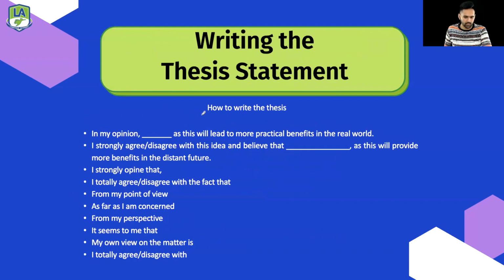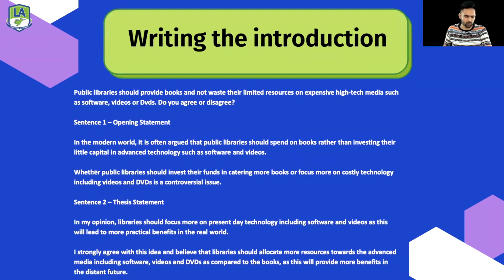Then we have our second sentence, which is the thesis. In my opinion, libraries should spend their money on high-tech media instead of books, as this will lead to more practical benefits in the real world. I strongly agree with this idea and believe that public libraries should be focusing more of their resources towards books instead of software, or software instead of books, as this will provide more benefits in the distant future. You can use any of these phrases as well. Now see what we have got.